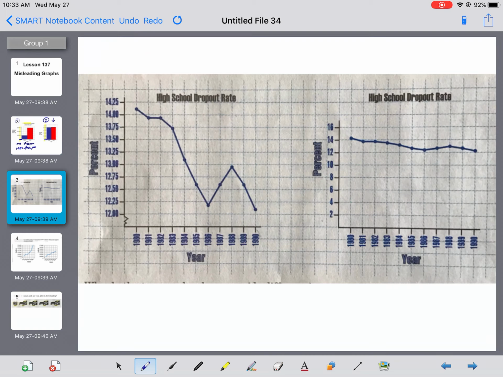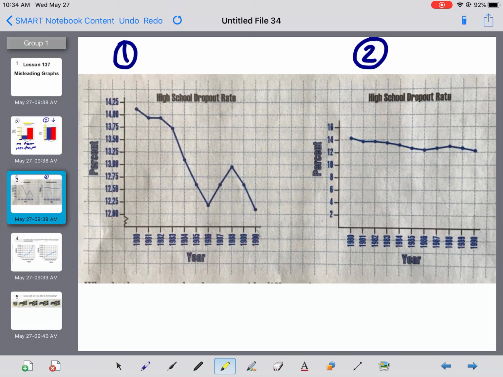The same thing can happen with line graphs. So here we have, once again, two graphs that have the exact same information, the high school dropout rate. Graph number 1 makes it seem like there was a giant decrease in the number of people who dropped out of high school before graduating, right? That line very, very steeply declines.